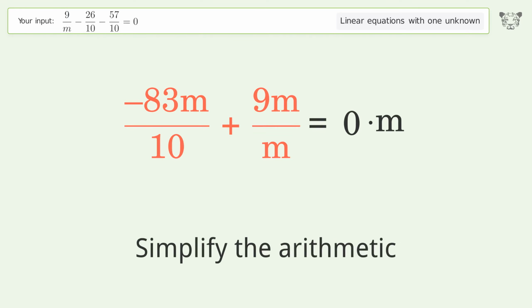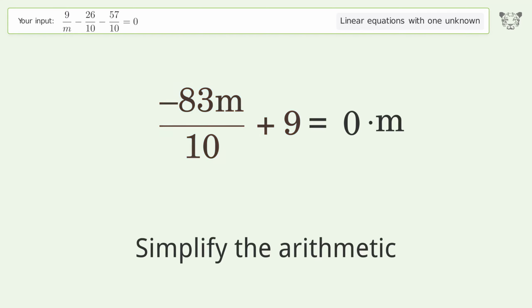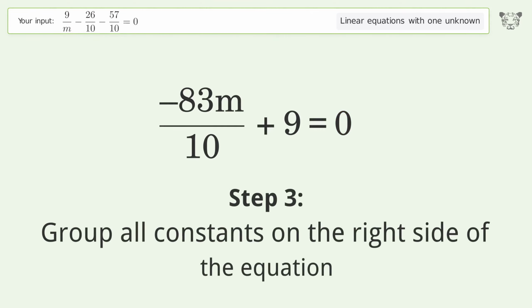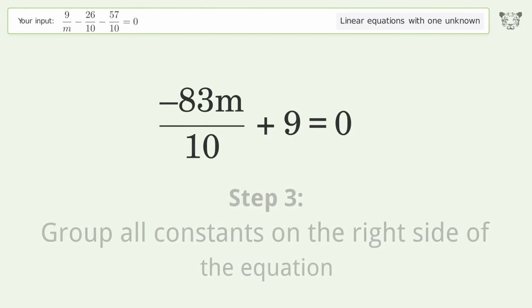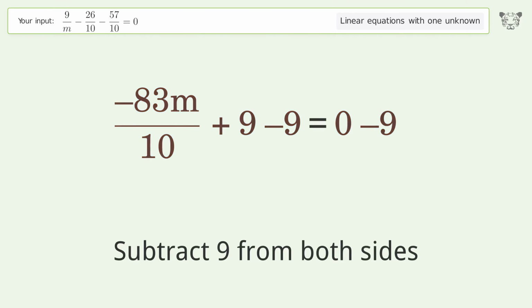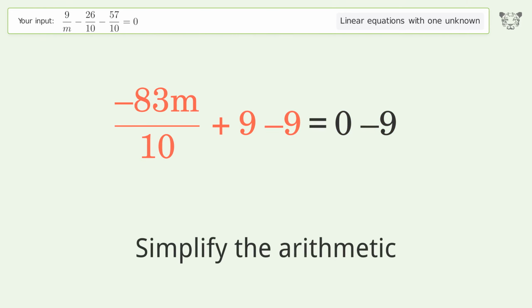Simplify the arithmetic. Multiply by 0. Group all constants on the right side of the equation. Subtract 9 from both sides. Simplify the arithmetic.